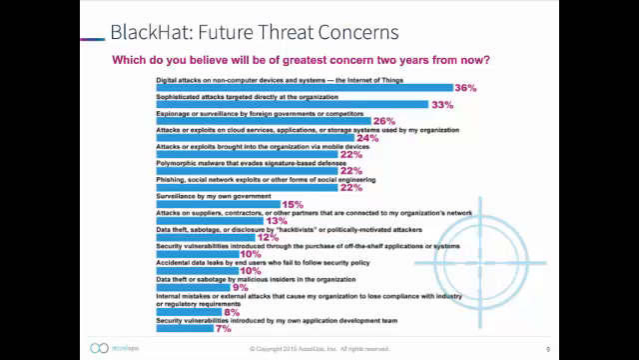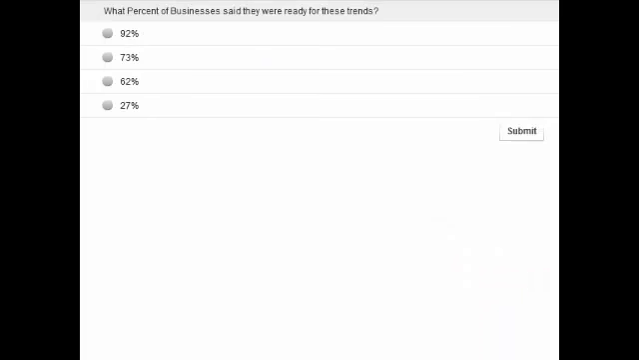So given that, I wanted to go to the next slide, which is the poll. And then I'm just curious what you think the percent of the businesses that said that these were concerns of theirs, how many of them were ready for these trends coming at them over the next 2 years? So if you just take a few minutes just to look at the results, what percent of businesses thought they were ready for these particular trends coming in the next 2 years?